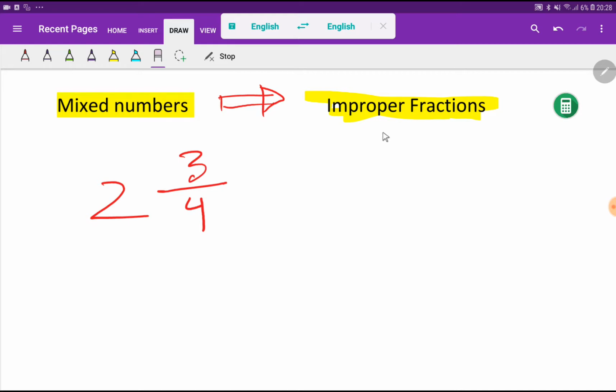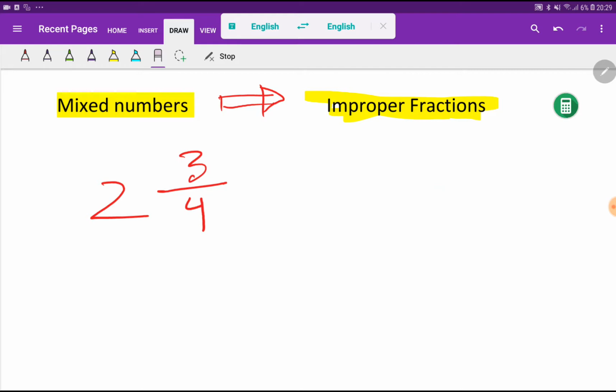Improper fraction. What is an improper fraction? An improper fraction is that type of fraction in which the numerator will be greater than the denominator. So for example, here 4 by 3 is an improper fraction because look at here, the numerator is greater than the denominator, but 3 over 4 is a proper fraction because here the numerator is less than the denominator.